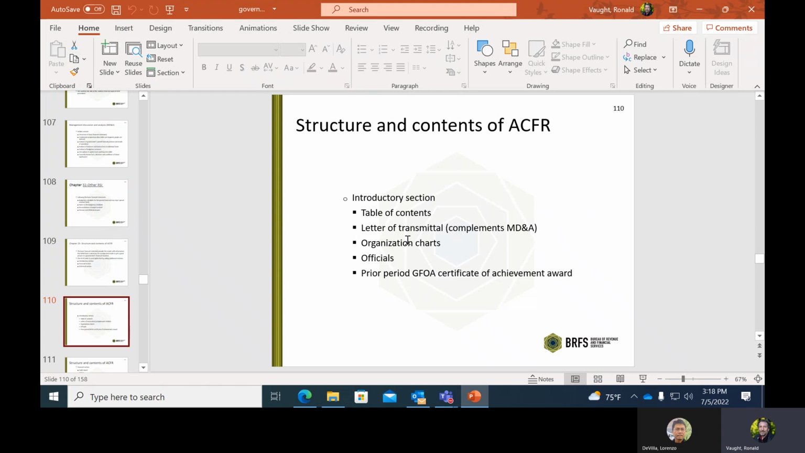Org charts. I think you sounded like you were working on updating some of those. It should be updated now, yeah. And official, I don't know if we've got all the current people there. And we haven't received our certificate yet. I did receive an email saying it was in the final review stage. Okay, cool. So we should be hearing soon.